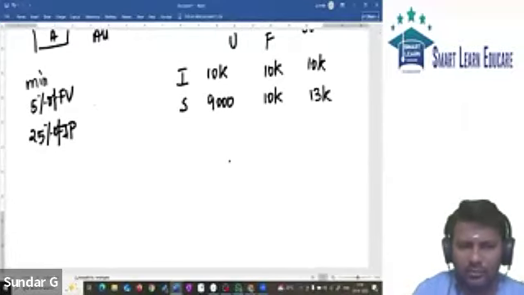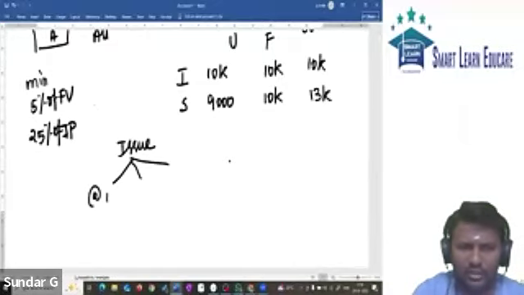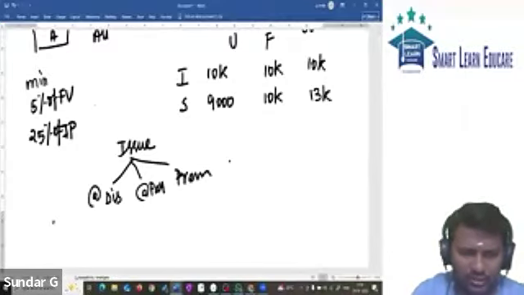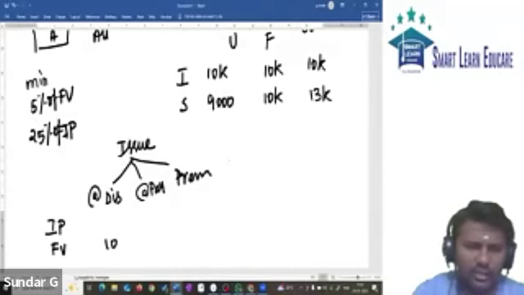Also, we discussed types of issue. We have three types of issue. What are they? Issued at discount, second issued at par, third issued at premium. What do you mean by issued at discount? Issue price versus face value: face value 10, but it is issued at 9 rupees. That is called discount.